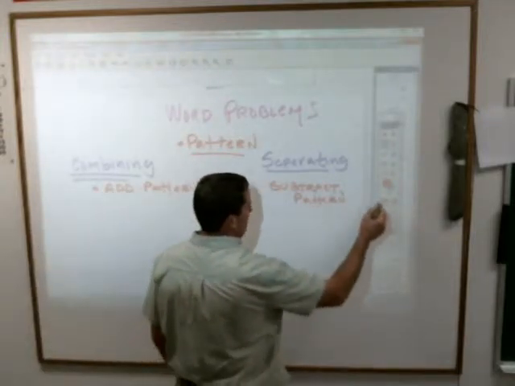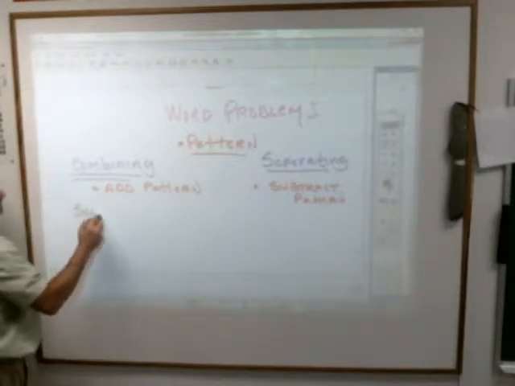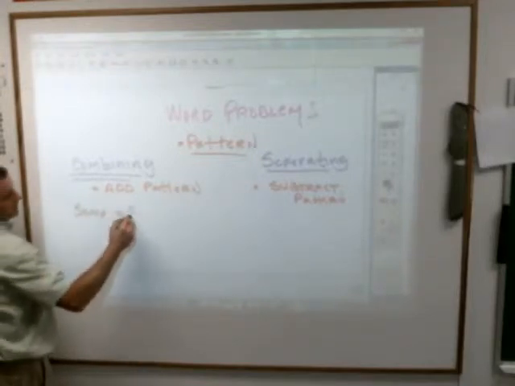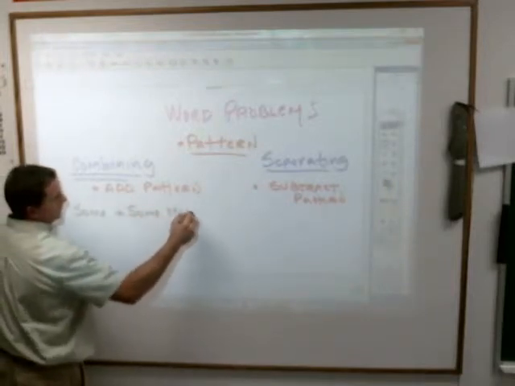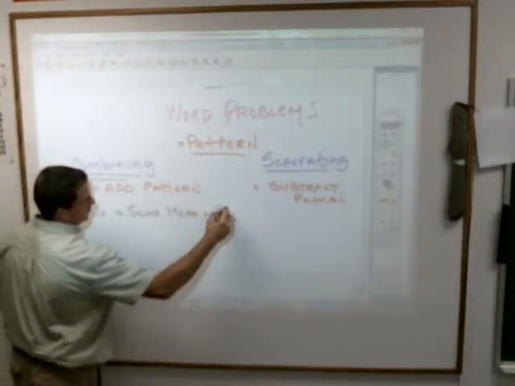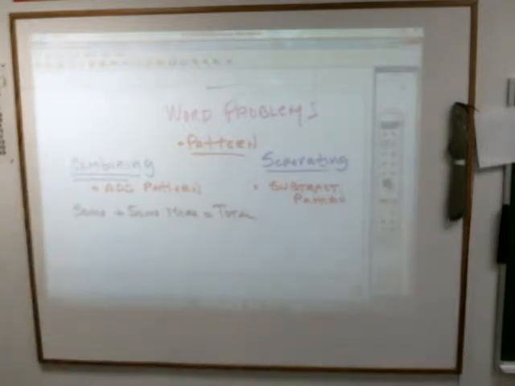Okay, and the way that the book shows these two things is when it's an adding problem, they will call it a sum and some more problem. They'll say, you have some of something and you add some more to it, that's going to give you a total. You take some, add some more. So when the book says write a sum and some more problem, they're asking you to take some, add some more to it.